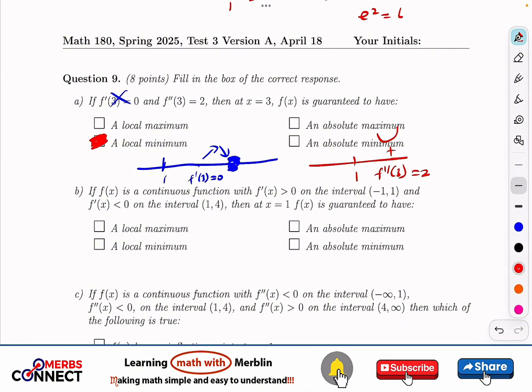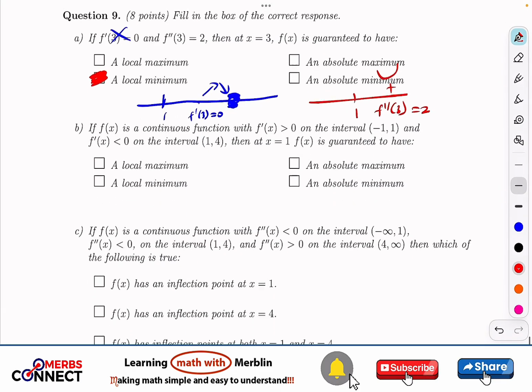We are going to have local minimum, right? Not absolute. Absolute is when we are using the original function. So you cannot choose local minimum. Good. Now let's look at B.